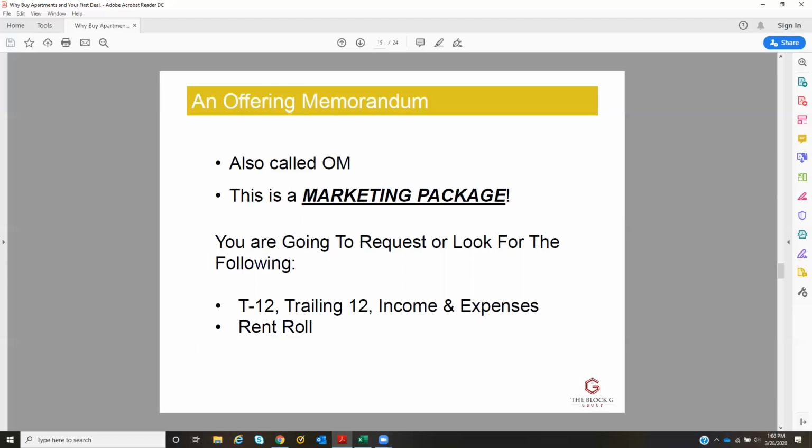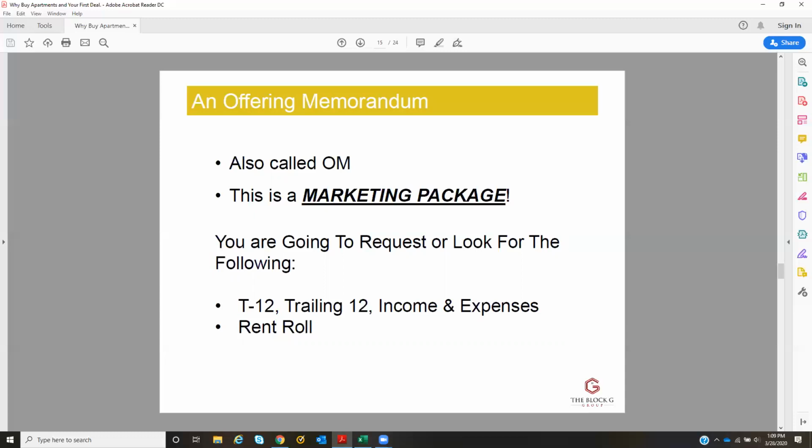What it has is financials about the property. It has demographics for the area, demographics for the property itself, what's around the property. So they do a lot of this data work for you, which is great.